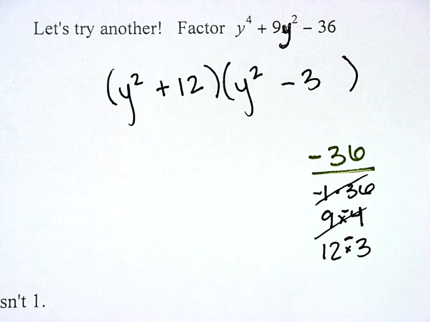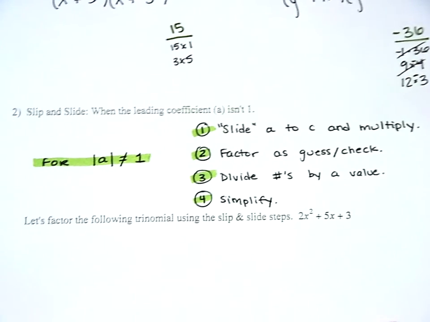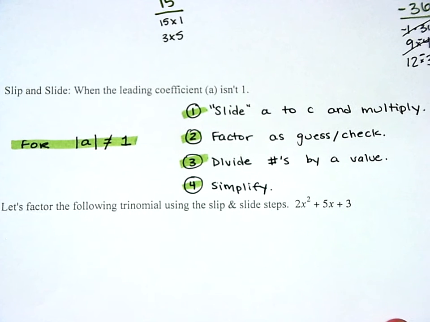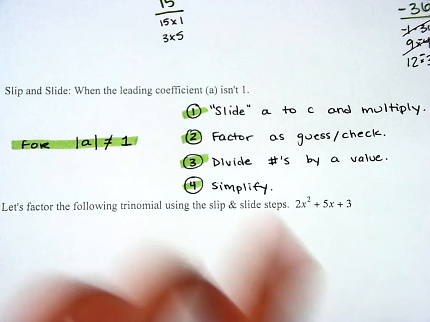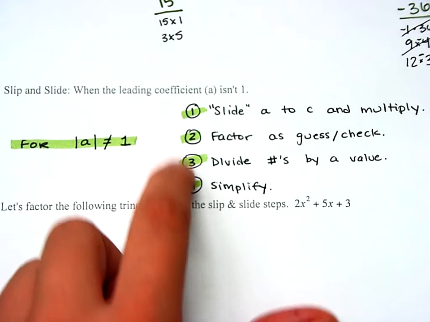All right, let's go on to our slip and slide method. So let me zoom out just a little bit. This is what we use when that first coefficient is not 1. So maybe it's a 2, a 4, 1/2, whatever it is. These are the steps we're going to use. So I'll show you why we call it the slip and slide. But definitely get these 4 steps down.